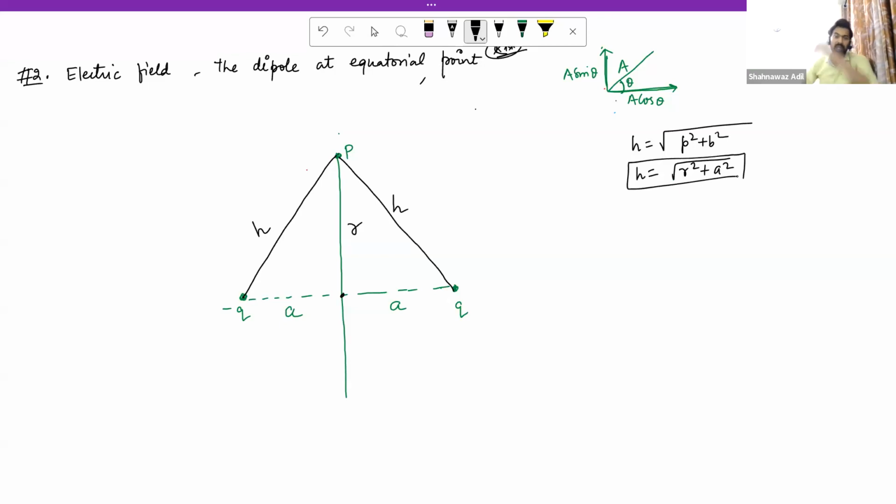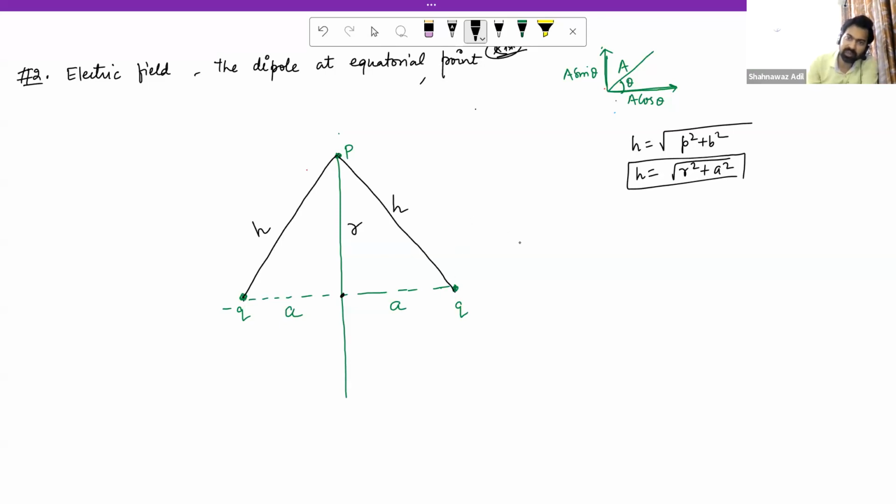Yes, sir. And how many contributions of electric field would be there? At this point, there would be two contributions. One would be due to this one, the other one would be due to this one, right? So there are two contributions. What would be the magnitude?